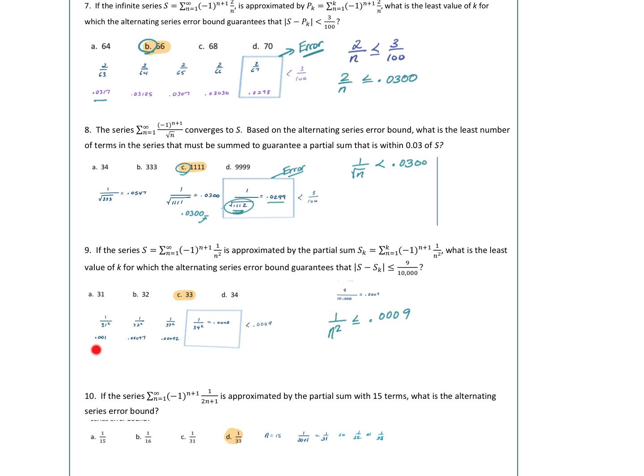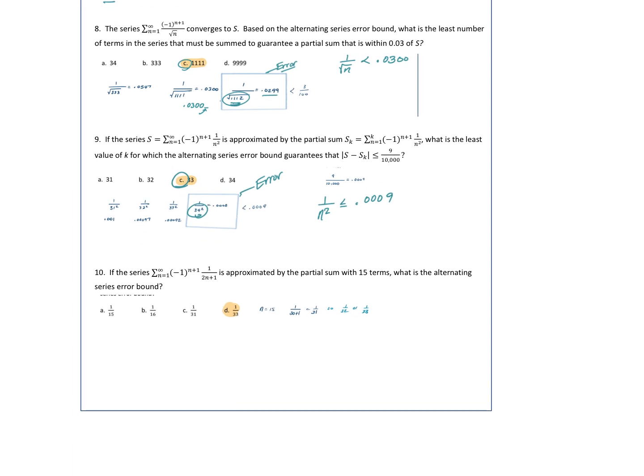I got 0.001. I plugged in 32. I got 0.00097. So we're getting close. Plugged in 33, 0.0092. Still not there yet. This is the first time when I plugged in 34 that it was smaller. So this becomes the error term. So it was 34, so that's why I need to add up 33 terms.